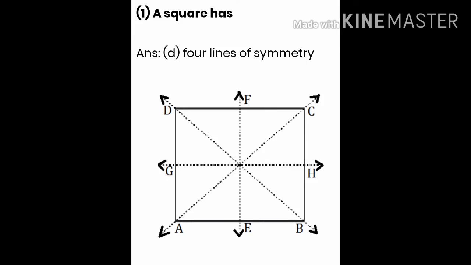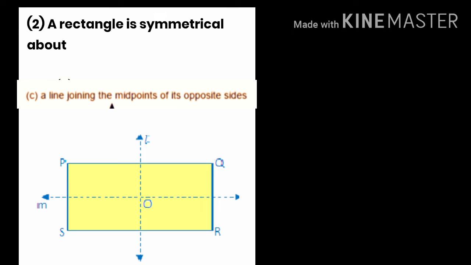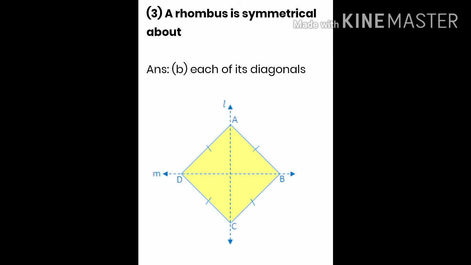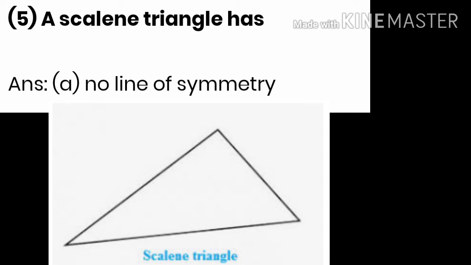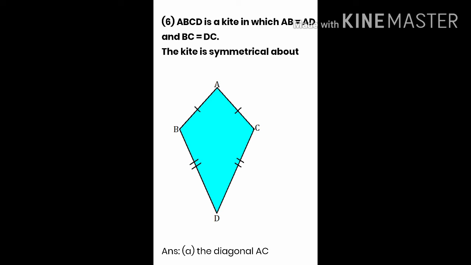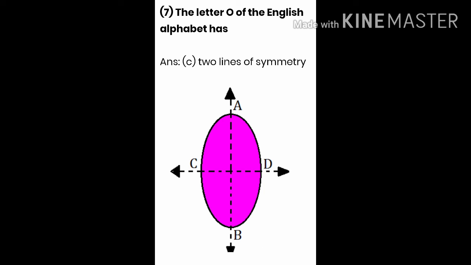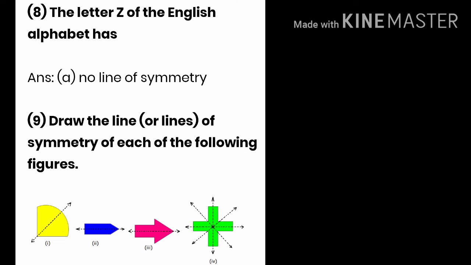Now let's start with exercise 20. A square has 4 lines of symmetry. A rectangle is symmetrical about the line joining the midpoints of the opposite sides. A rhombus is symmetrical about each of its diagonals. A circle has unlimited number of lines of symmetry. A scalene triangle has no lines of symmetry. A kite has only one line of symmetry, which is the diagonal AC. A letter O has two lines of symmetry. A letter Z has no lines of symmetry.